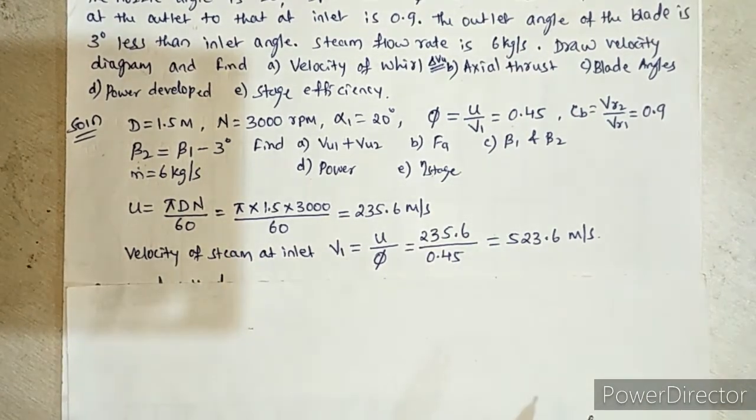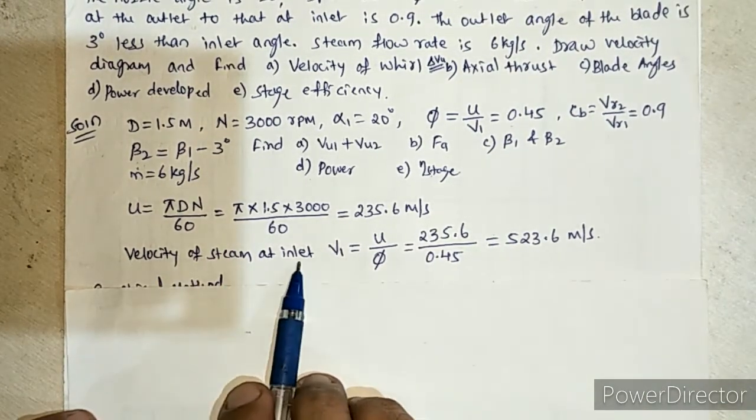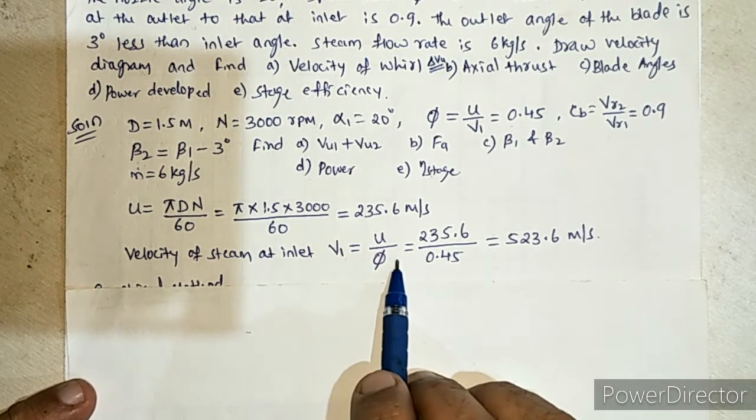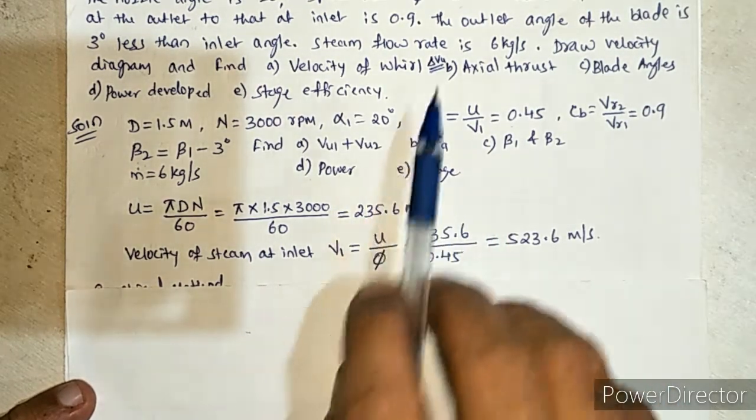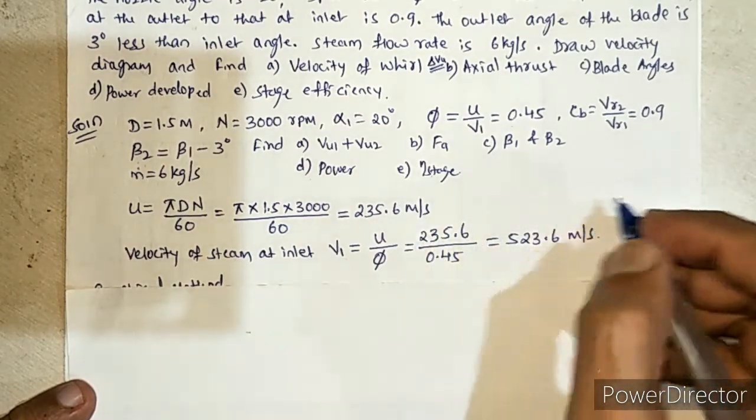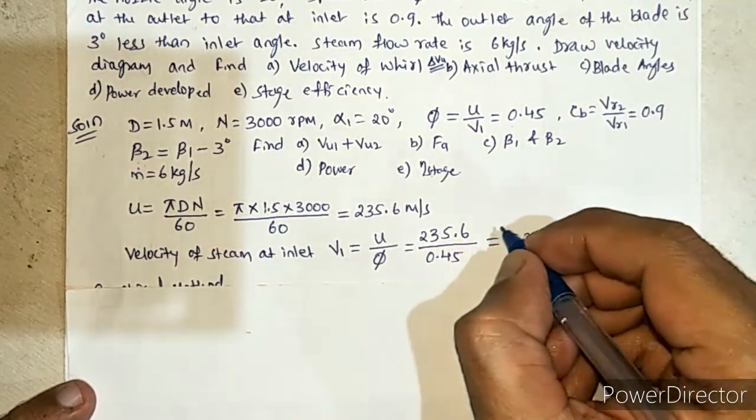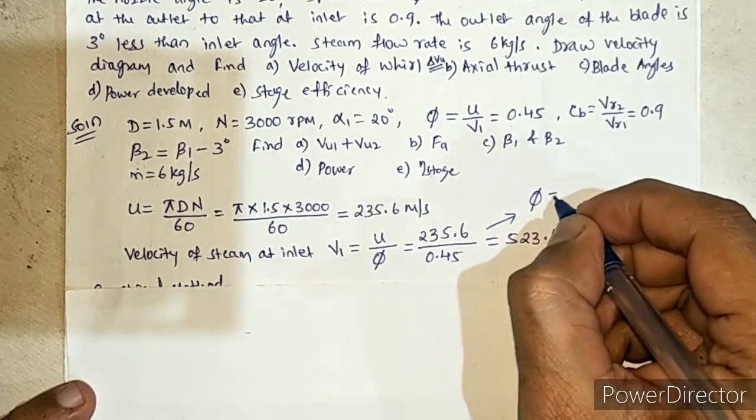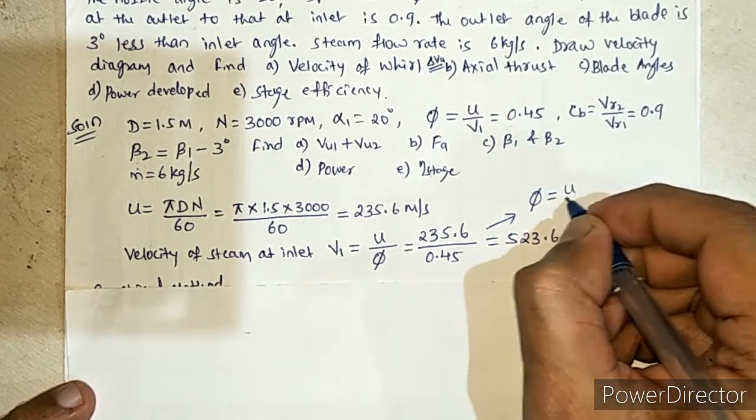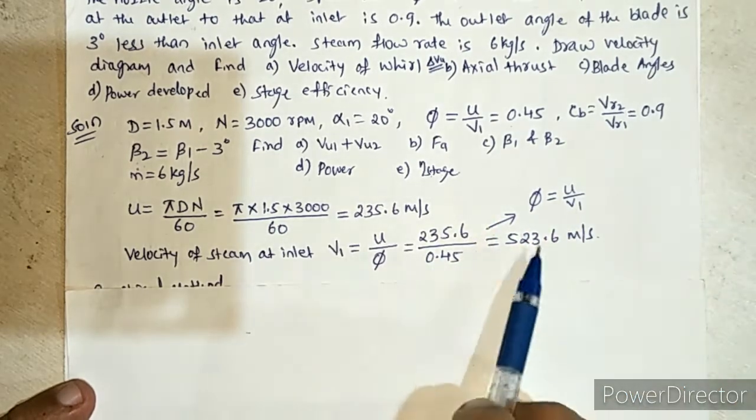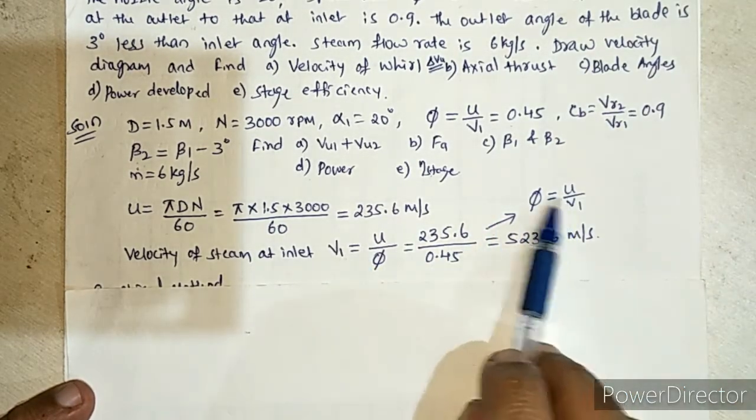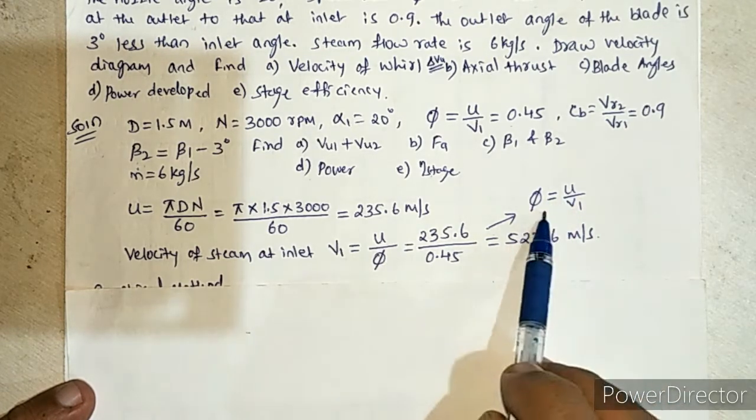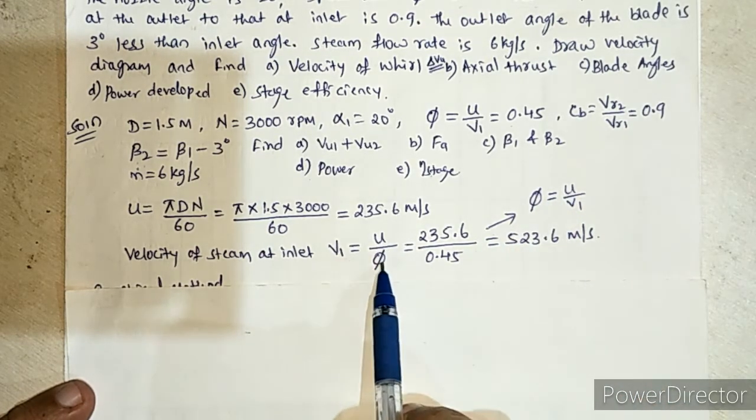Value of v1, the velocity of the steam at the inlet, is given by v1 is equal to u divided by phi. Same equation as you can see here. What is the equation for this? I will write it here: phi is equal to u divided by v1. I have modified this equation here, so v1 is equal to u divided by phi.